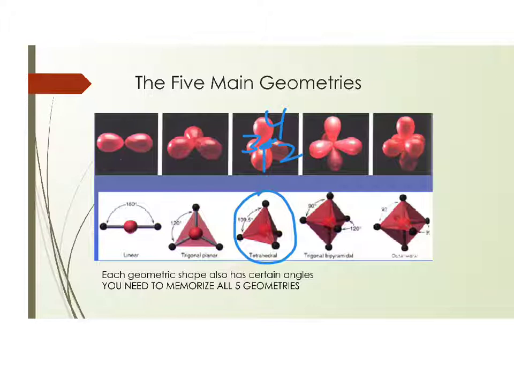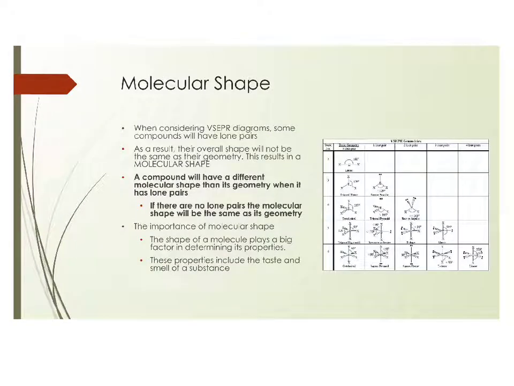It is also very important to note that you need to memorize all 5 of these geometries as they will not be given on the exam. So again, the 5 main geometries are linear, trigonal planar, tetrahedral, trigonal bipyramidal, and octahedral. Now let's get into molecular shape.